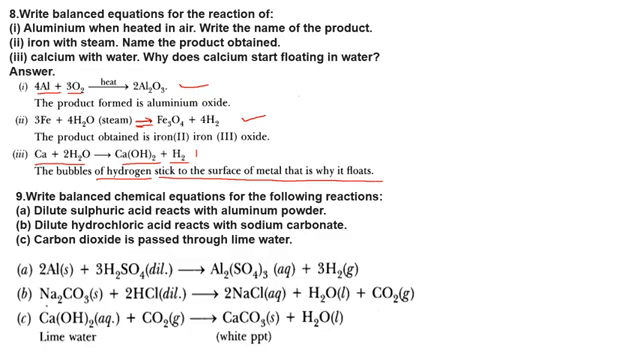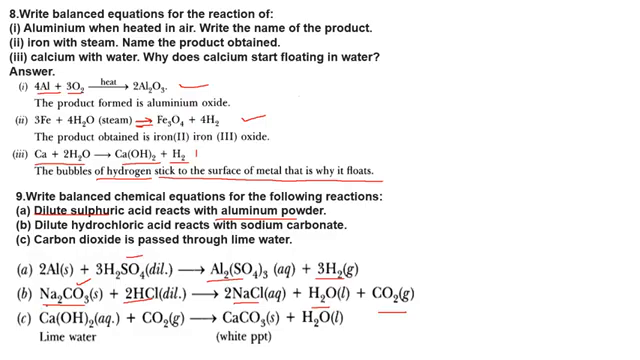Now next is write balanced chemical equation for the following reactions. Dilute sulfuric acid, that is H2SO4, reacts with aluminum powder, Al. We are getting aluminum sulfate and hydrogen gas is released. Now dilute hydrochloric acid HCl reacts with sodium carbonate Na2CO3. Remember, carbonates will always release carbon dioxide, water will be formed and salt will be formed. Very important reactions, and after that you have to balance it.